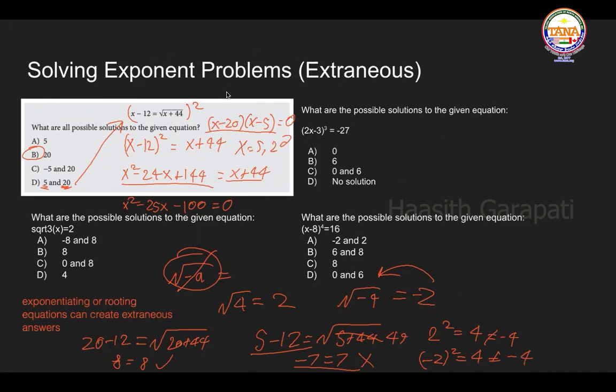No, no, no. What I'm saying is the square root of 49 can give plus or minus 7, right? The square root of 49 can give plus or minus 7, because 7 squared and minus 7 squared will eventually give 49.